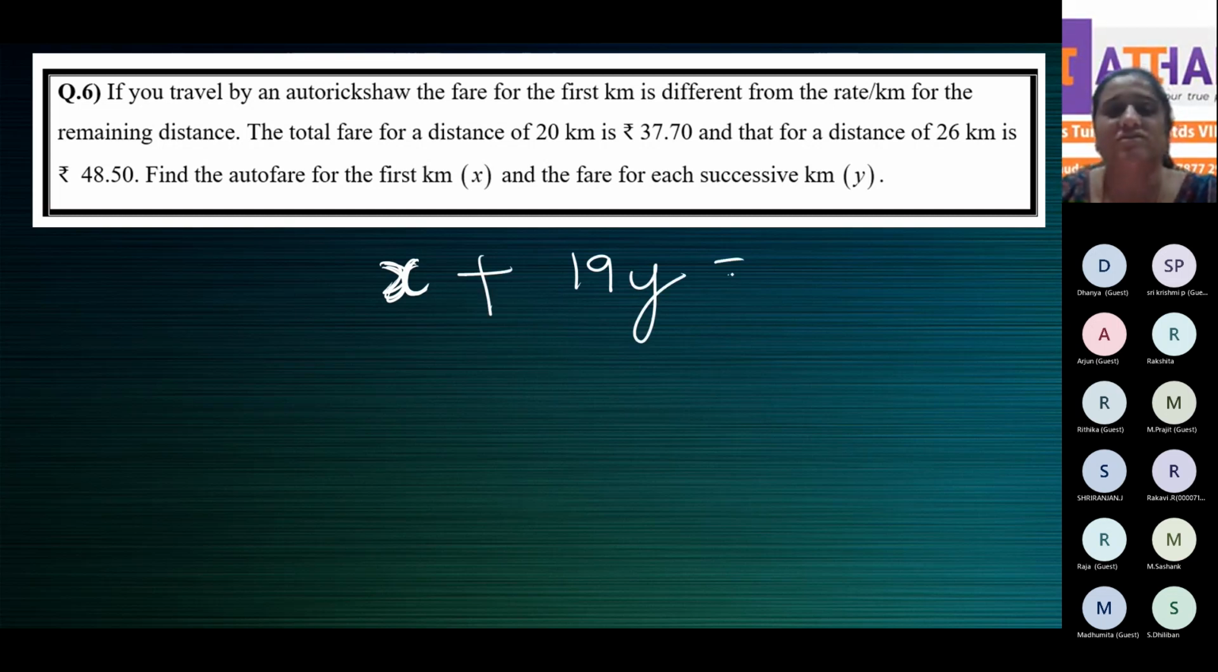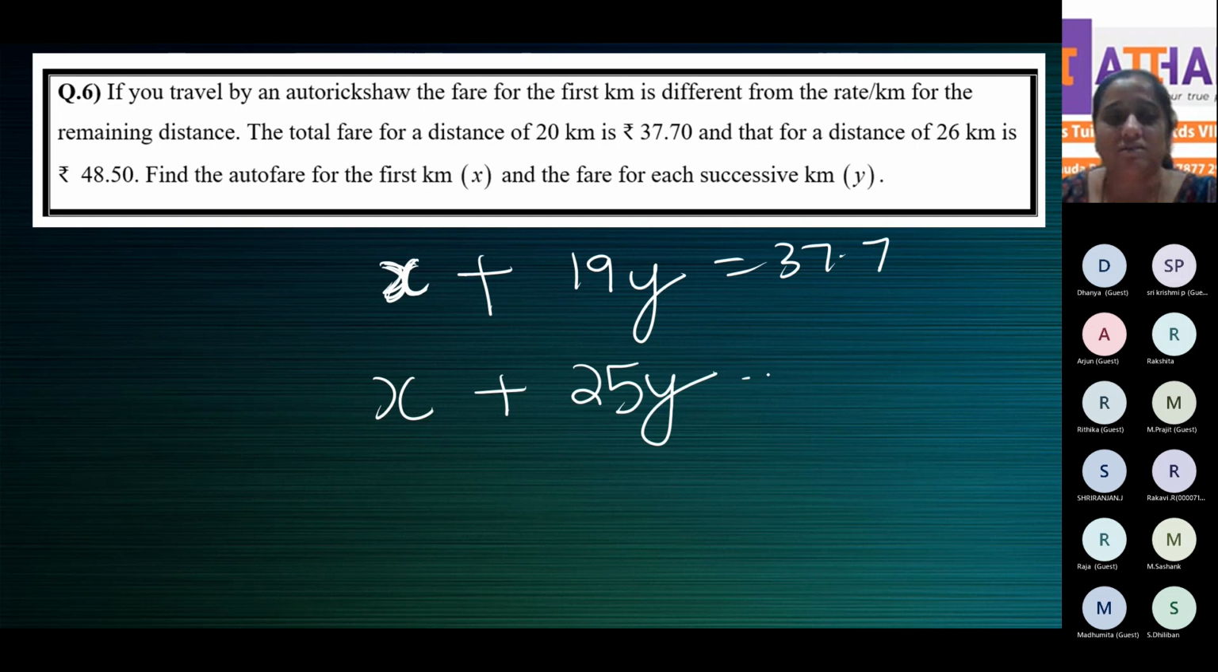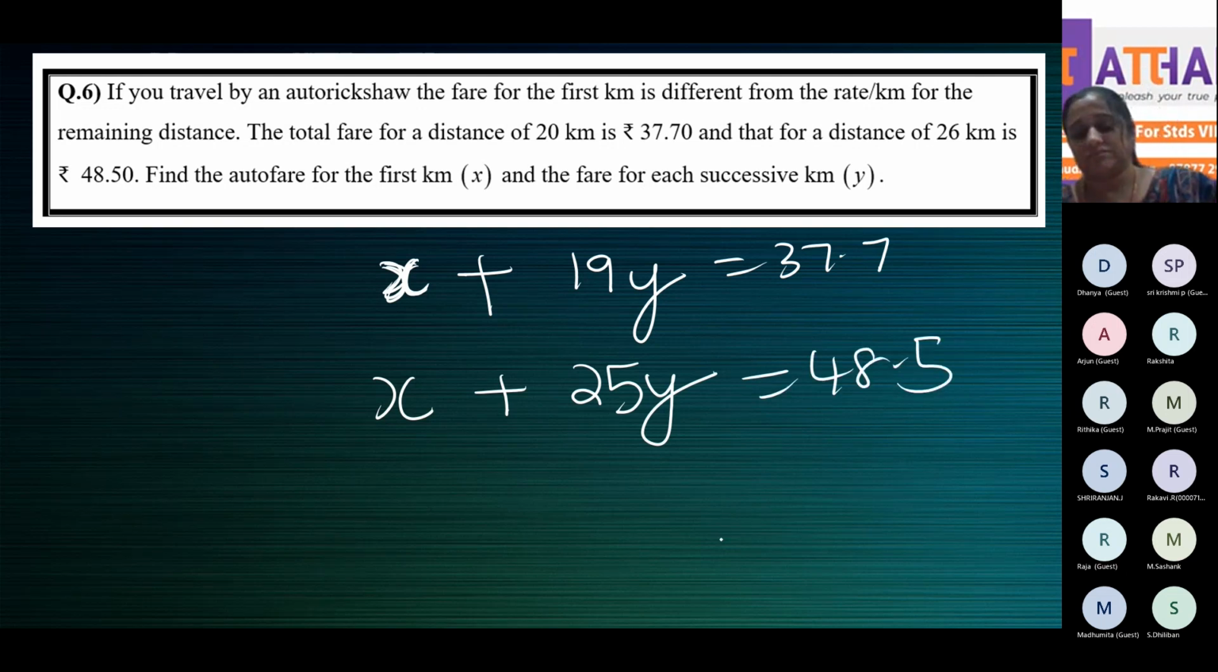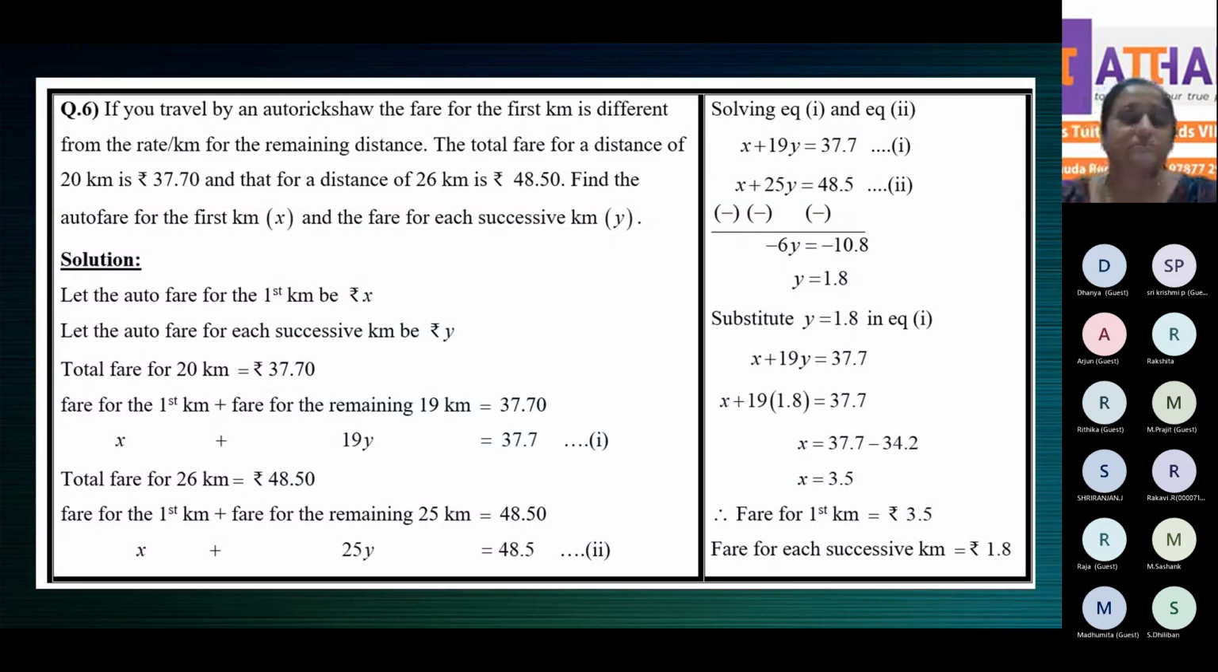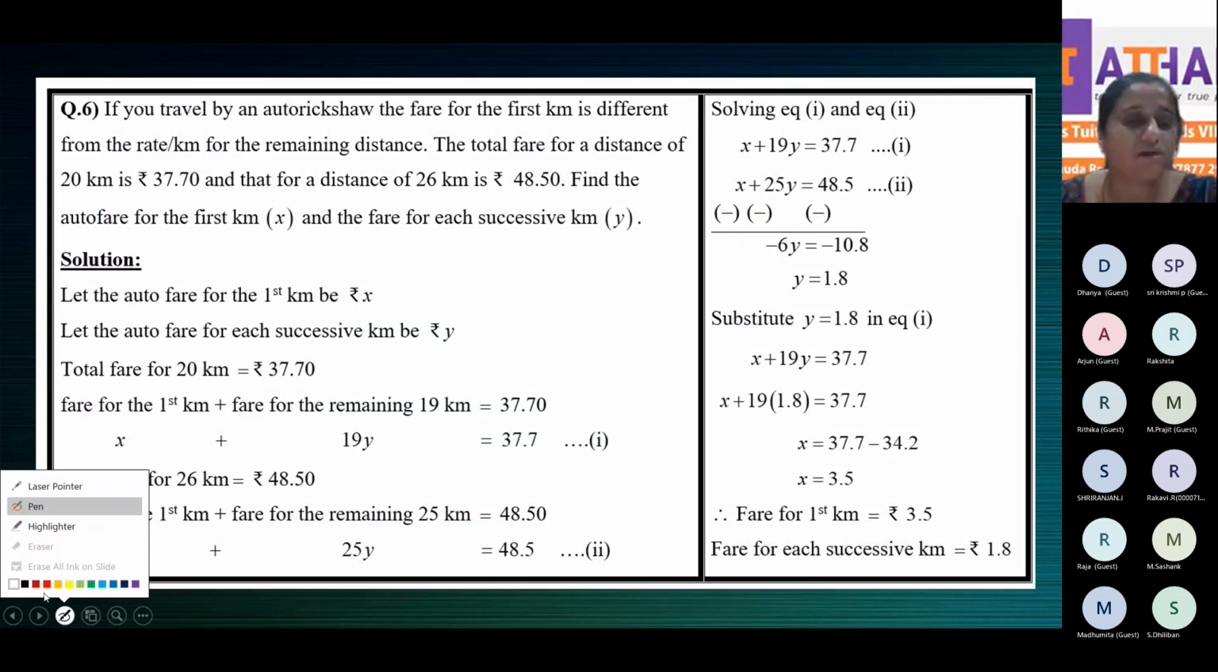Then for the remaining distance, 19 kilometers, Y rupees. This total is 37.7. And next, 26 kilometers. So for the first 1 kilometer, it is X, plus for the remaining 25 kilometers, the total is 48.5. Yeah, right on, children?